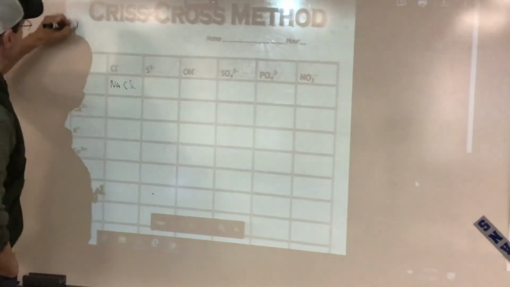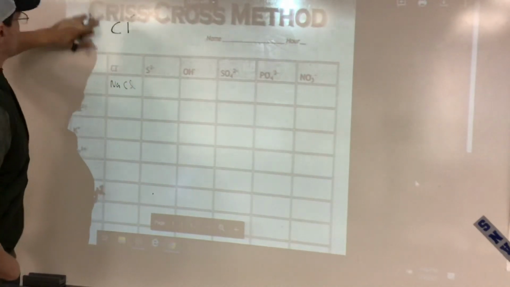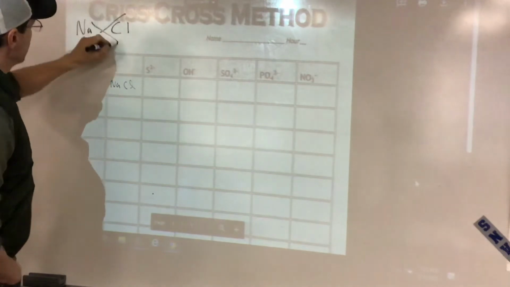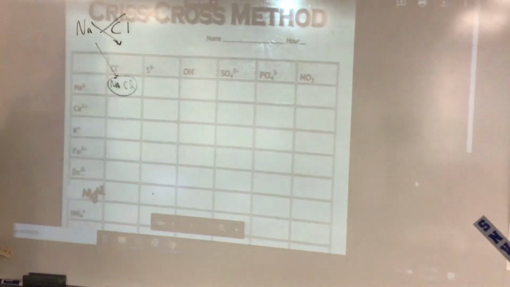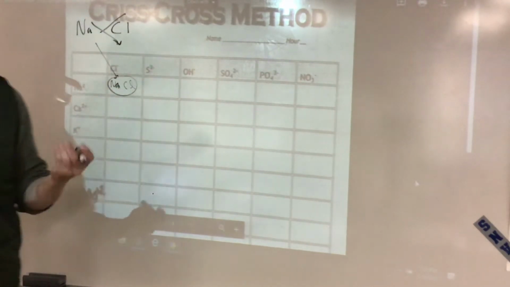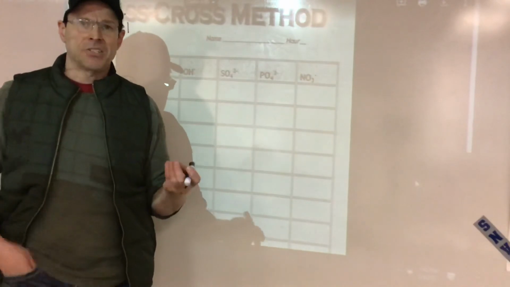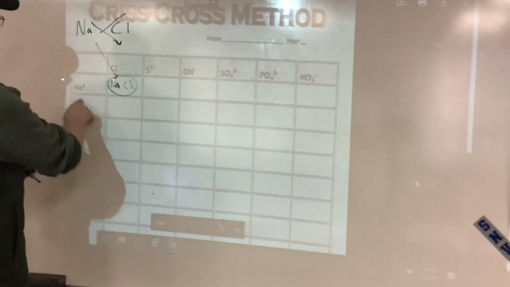So if I have Na plus and Cl minus, I drop the charge, bring it across, and I make this here. Ta-da! And remember, you don't put 1 and 1 down there. Just showing the symbol for the element is the same as saying 1. So you don't do that. All right? So you see how I did that. Let's take the next one right here.